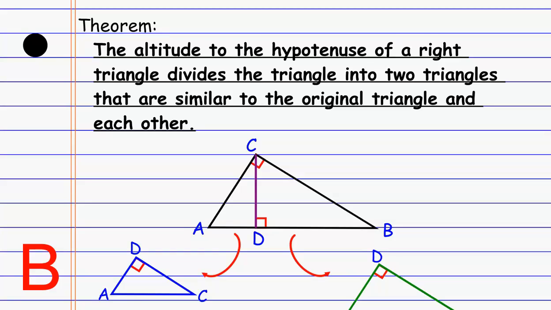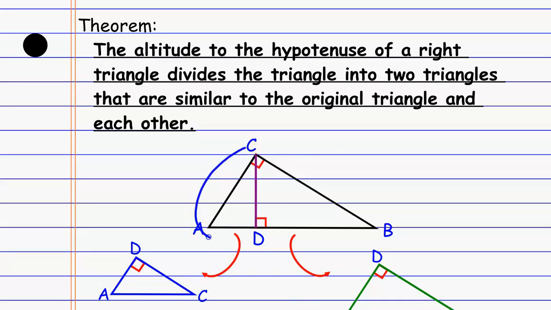Notice I've got triangle ABC here. The altitude to the hypotenuse is right here. Notice I start at the vertex where the right angle is, and I go perpendicular to the hypotenuse. That's the altitude I'm talking about. None of the other altitudes will give me this because the other altitudes are the sides of the triangle. If I draw that altitude to the hypotenuse AB, it breaks the triangle into two smaller triangles that are similar to the original, and also similar to each other.